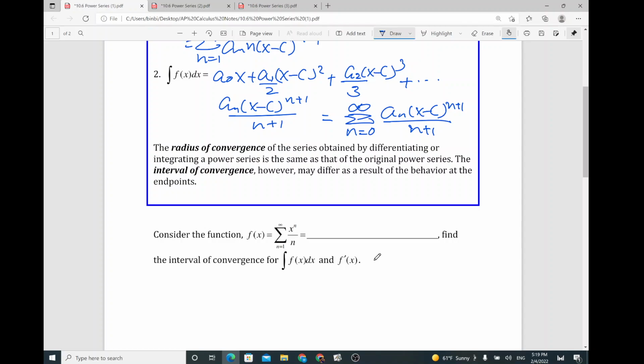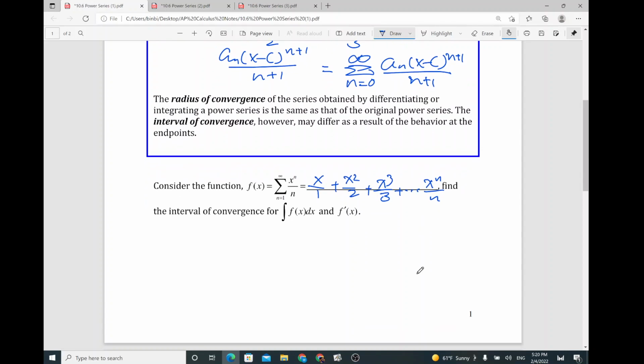The power series, the sum of x to the power of n over n, equals x over 1 plus x squared over 2 plus x to the power of 3 over 3, and so on, all the way to x to the power of n over n. Find the interval of convergence of the integral of f of x and the derivative f prime of x.